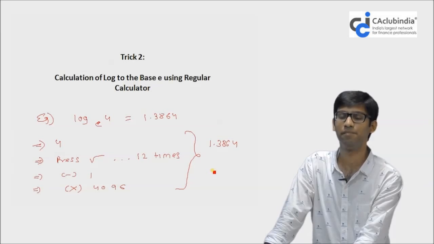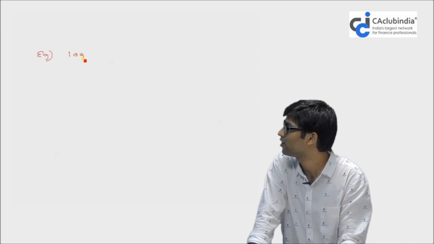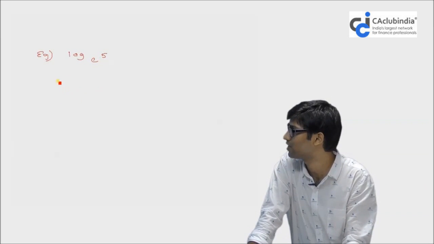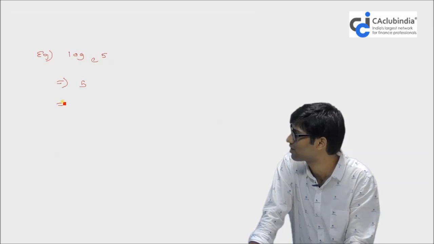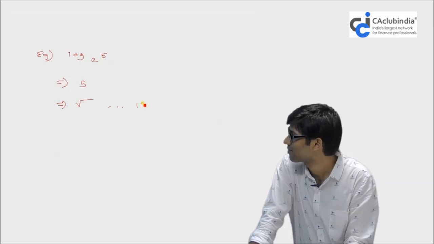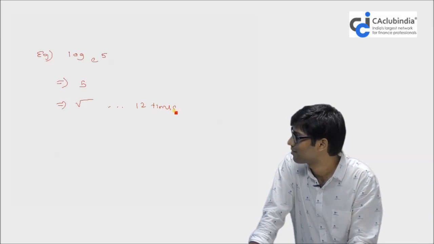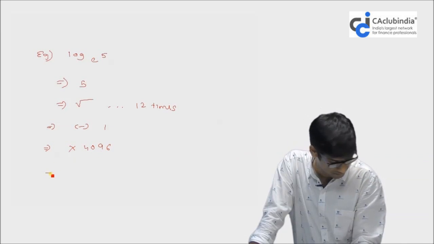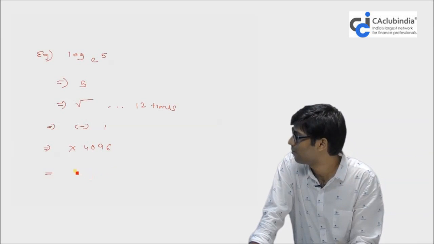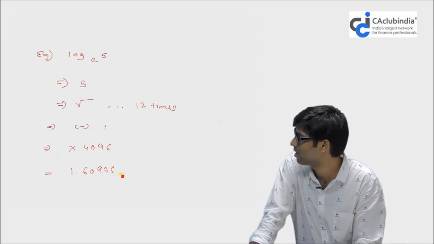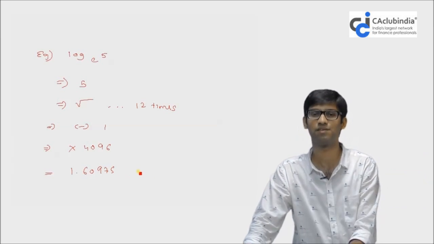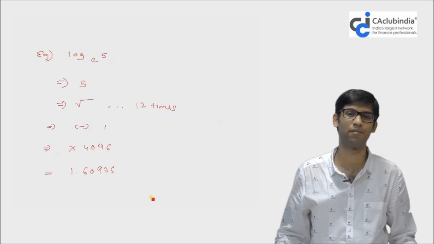One more example we can take over here. Example, log of 5 to the base e. So we'll start, press 5 in our calculator, then press the root sign 12 times, then minus 1, then multiply by 4096. We will get an answer. The answer will come as 1.60975. That's the approximate answer of log 5 to the base e. That was the second trick. This can help you in your examinations.